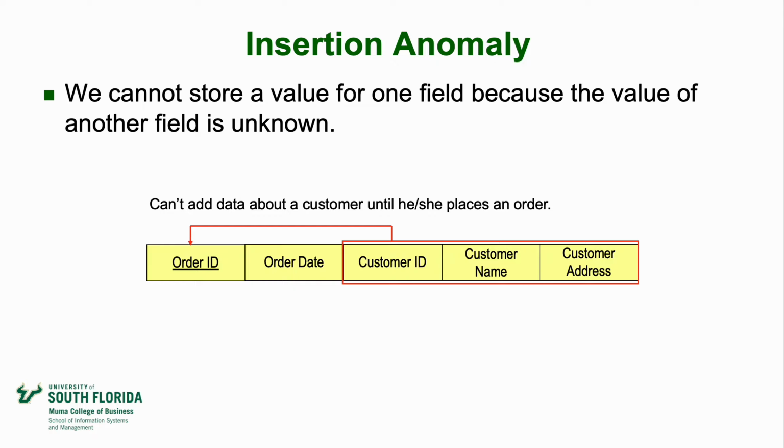An insertion anomaly occurs when we can't store some data because we don't know the value of another field or fields. For example, the table on the slide combines information on orders and customers. As we shall see later, it violates third normal form. The issue is that we may want to record information about the customer even before they've placed an order. And since order ID is the primary key, we can't insert a row in this table if we don't have a value for order ID.